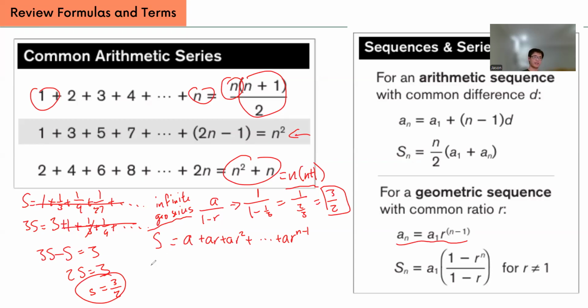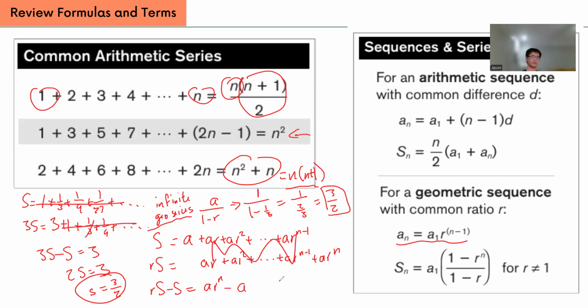This is s, and then you can actually multiply it by r. So r times s is, I'll just shift it over here so you guys can see what's going on, plus ar squared plus ar to the n minus 1, and then plus ar to the n, right? So if you look at it like this, what you can do is do the same subtracting thing. So rs minus s equals everything in here is going to cancel out, and then we just get ar to the n minus a, right?